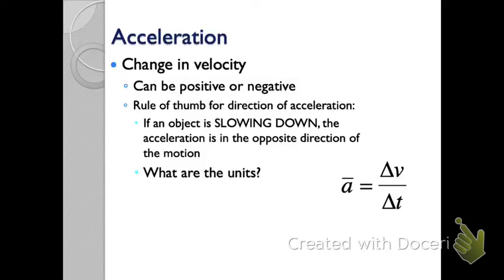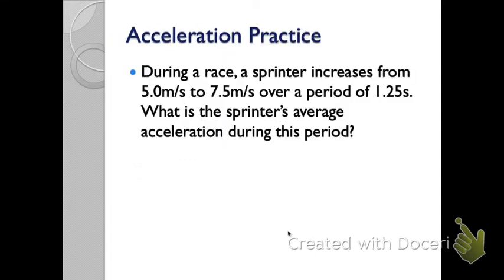So let's keep moving with some acceleration practice here. You need your calculator out, equation sheet out, all those things, okay? It says during a race, a sprinter increases from 5 meters per second to 7.5 meters per second over a period of 1.25 seconds. What's our average acceleration during that time?